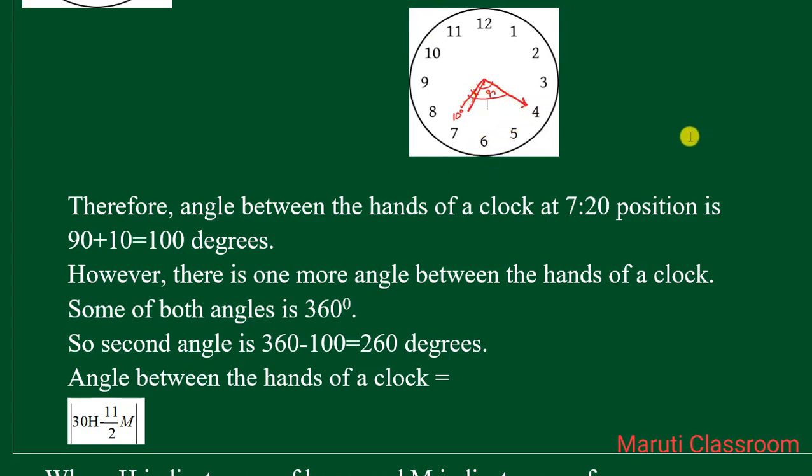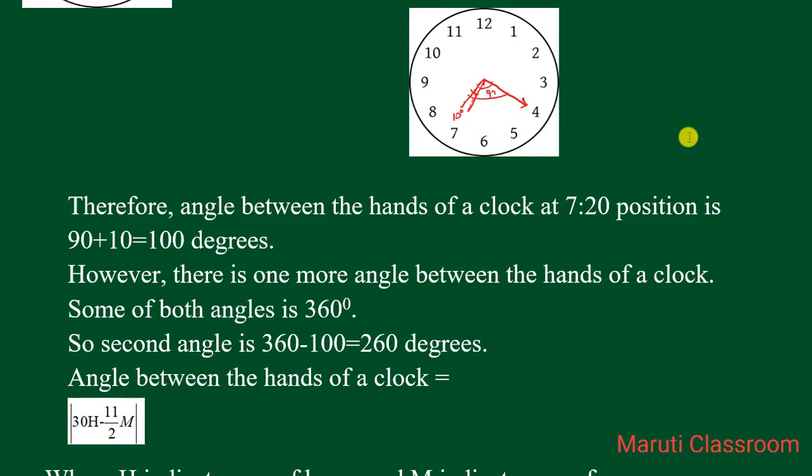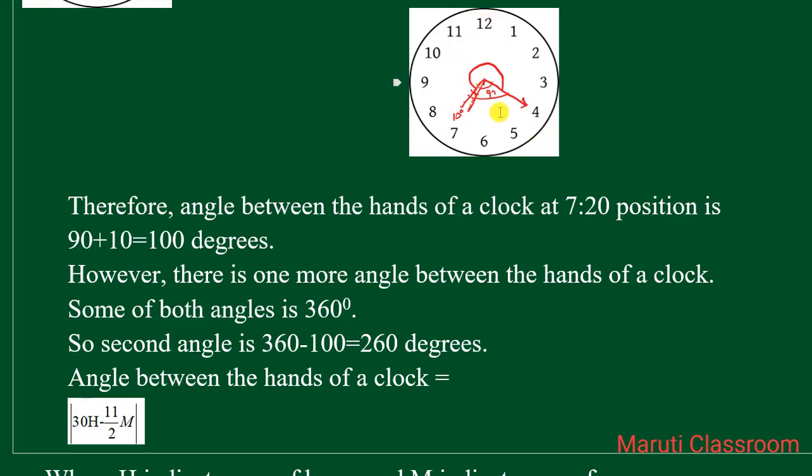But there are two angles between the hands of the clock at any time. So this is one more angle, and sum of these two angles is 360. We know one angle is 100, so we can easily find the other angle. So other angle is 360 minus 100, 260 degrees.